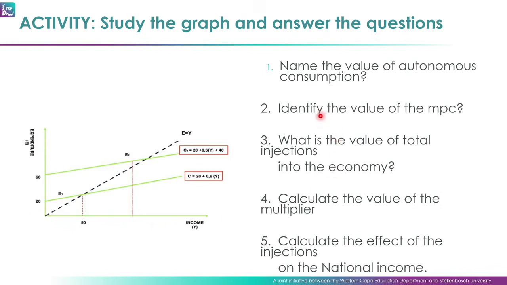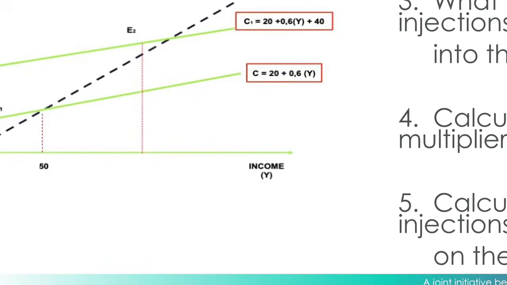And then it says, identify the value of the MPC. Let me just see if I can make this a bit bigger. There we go. There you can see the value of the MPC that they want. It says here 20 plus 0.6y. So that means that the value of the MPC is 0.6.